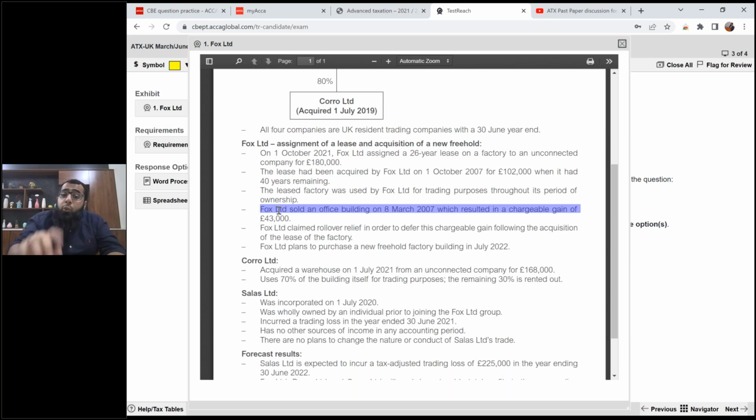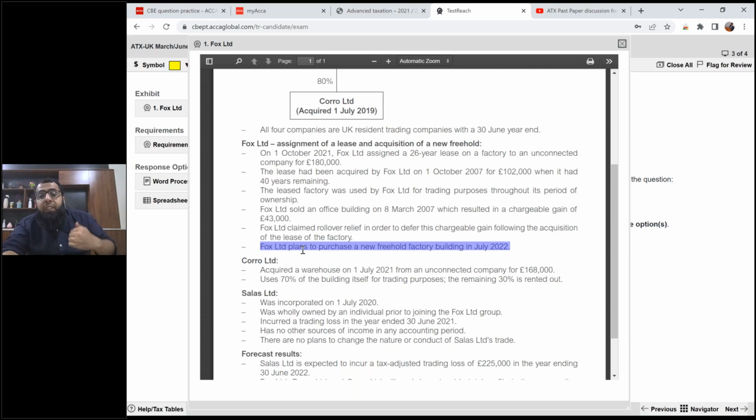Now, Fox Limited sold an office building in March 2007, which resulted in a chargeable gain of 43,000 pounds. Fox Limited claimed rollover relief in order to defer this chargeable gain following the acquisition of the lease of the factory, which means that the gain on the office building was deferred against this leased factory.